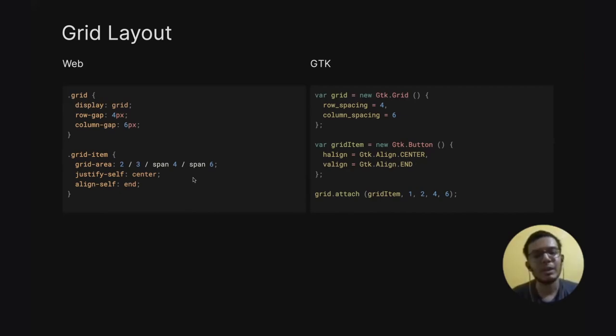However, note that in grid, we have the default grid direction set to row. And if you change that to column, if you say grid direction column, in that case align self and justify self will interchange their roles. So justify will do it along the vertical axis, while align will do it along the horizontal axis. However, in GTK, these are fixed, H and V mean horizontal and vertical. So you can always say for sure where a certain element will go. And note that we do not use the words left and right. We use start and end in both web and GTK.